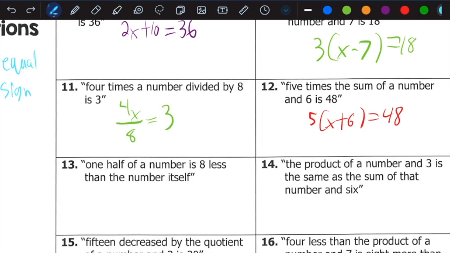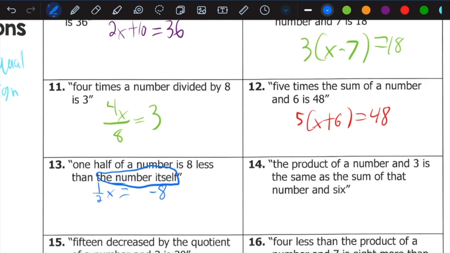Number 13, 1/2 of a number is 8 less than the number itself. So 1/2 of a number, so 1/2 times x, is equals 8 less than the number itself. So less than, alarm bell going off in my head. So the second part will come first, the first part will come second. So we're doing something minus 8. So then it says, to end the problem, which would come before the minus sign, the number itself.